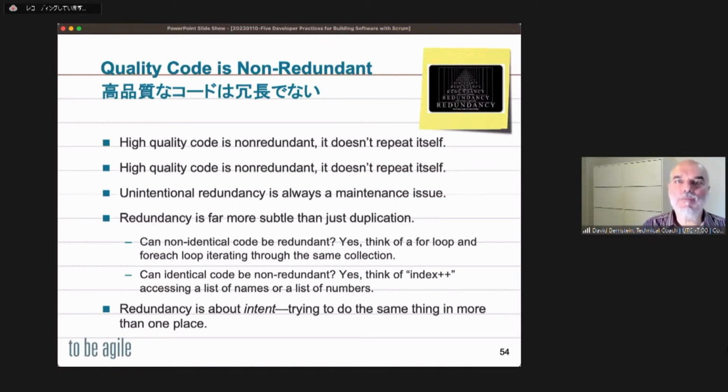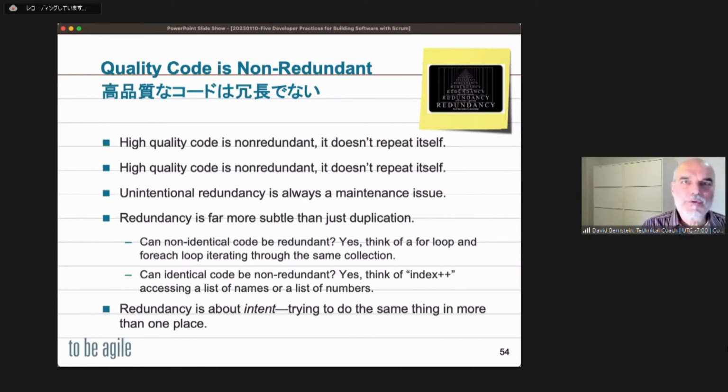And notice I'm using the term redundancy instead of the XP term duplication, because duplication is the most obvious form of redundancy. There are many other forms of redundancy as well.